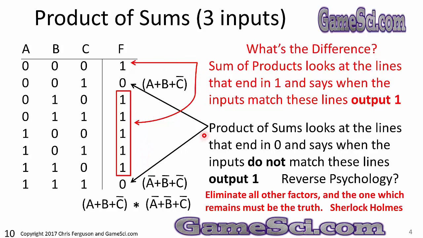Product of sums looks at the lines that end in a 0 and says when the inputs do not match these lines, output a 1. So product of sums only has to look at these 2 lines that output a 0. It's really reverse psychology. If my inputs are not this line and not this line, then I must output a 1. Eliminate all other factors, and the one which remains must be the truth. Sherlock Holmes. If it's not this input and it's not that input, I must output a 1.